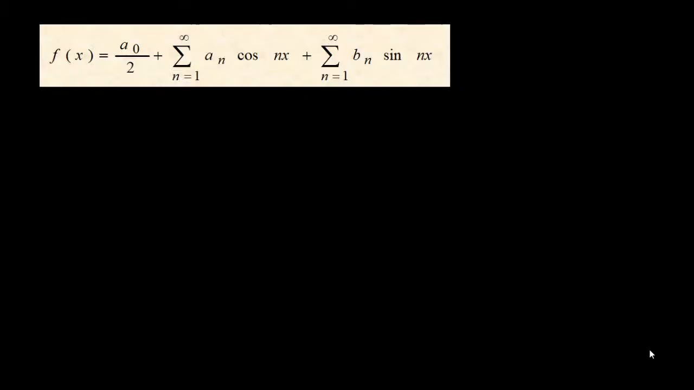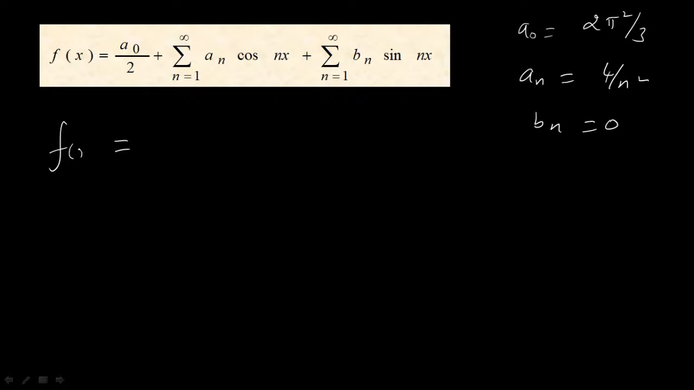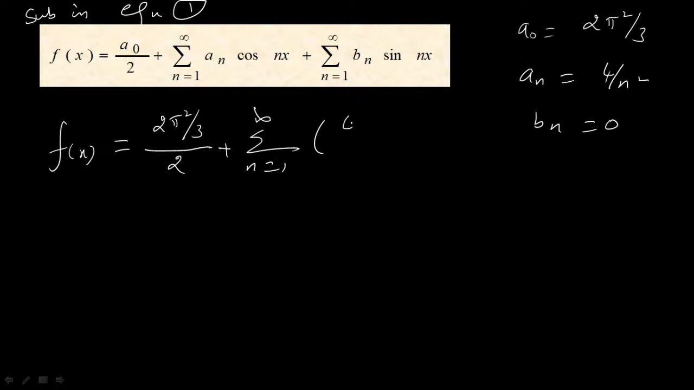So let me now substitute all these values in equation 1. The value of A0 we have calculated is 2 pi square divided by 3, and An is equal to 4 by n square, and Bn is equal to 0. Substituting in equation 1, we get f of x equal to A0 by 2, A0 is 2 pi square by 3 divided by 2, plus sigma n equal to 1 to infinity, An is 4 by n square cos nx. Here the Bn term becomes 0, meaning the entire term becomes 0 because the value of Bn is 0.